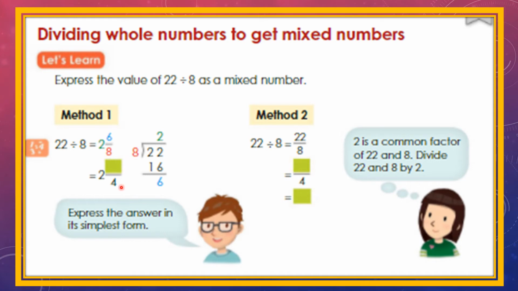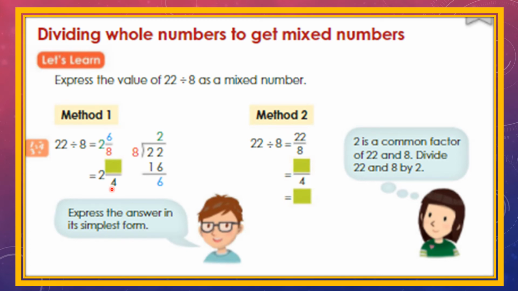So what we'll do is reduce it to lowest terms. So 6 over 8. 6 and 8 are both divisible by 2. So 6 divided by 2 equals 3, and 8 divided by 2 equals 4. So the final answer here is 2 and 3/4. We need to express the answer in its simplest form, class.